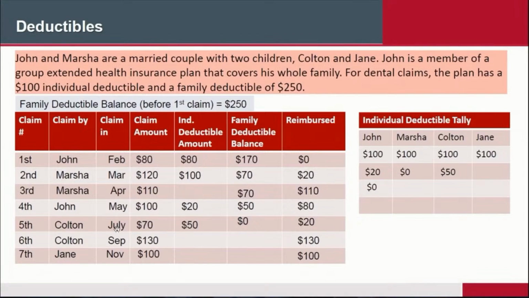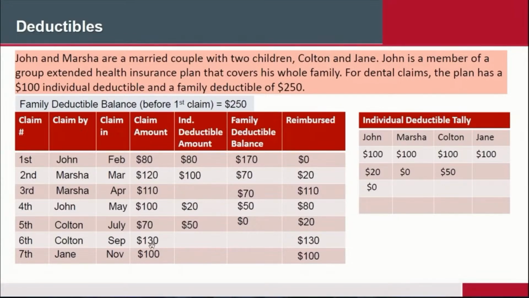Now Colton goes in. So in July, he has a claim of $70. He has an individual deductible of $50. Remember that family deductible. So even though theoretically Colton has a $100 deductible, we've already used up all that deductible. We only have $50 left. So the only thing we can deduct is $50. We can't deduct $100 because you only get $50 family. In other words, the entire family deductible is maximum $250. So by the fact that we've already used up $200, we've only got $50 left. So even though Colton has a $100 deductible, he's only going to use up $50. So therefore, after 50 of the 70, he's going to get a check for $20.